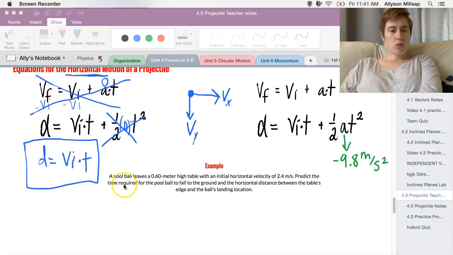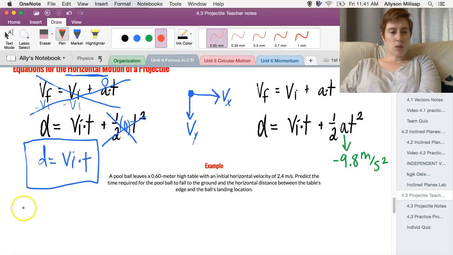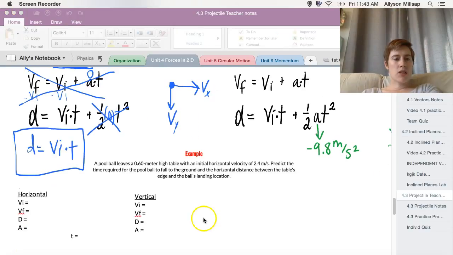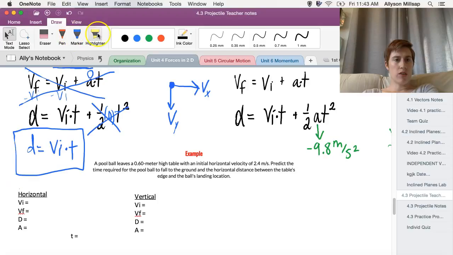Okay, a pool ball leaves a 0.60-meter high table with an initial horizontal velocity of 2.4 meters per second. The first thing you do whenever you're solving these problems is to make a table. So here's an example table of how I want you to draw on all of your problems.